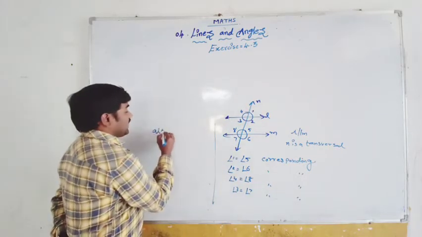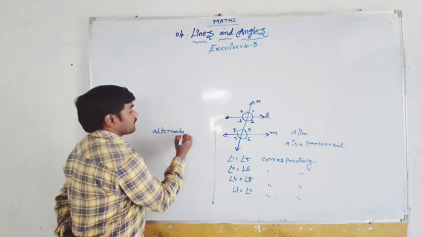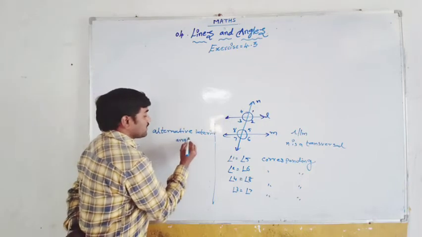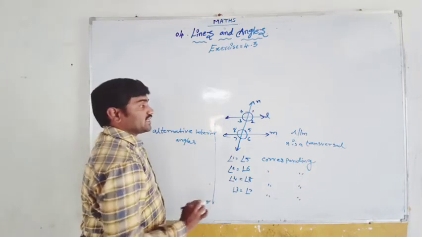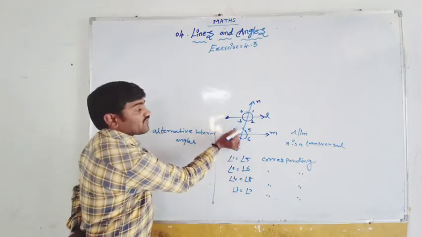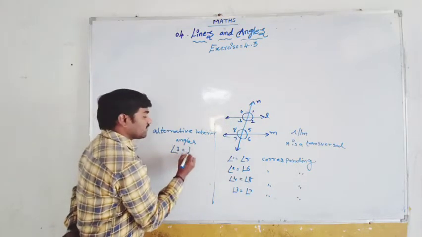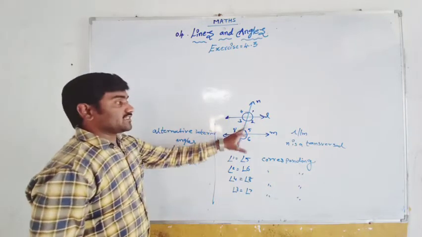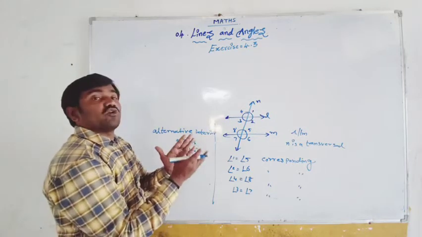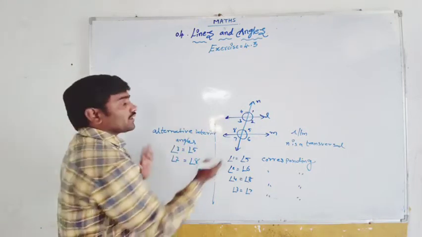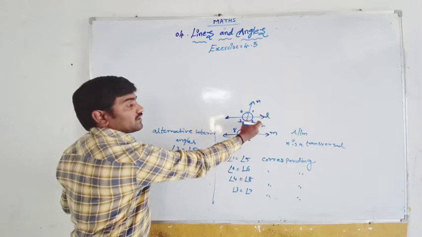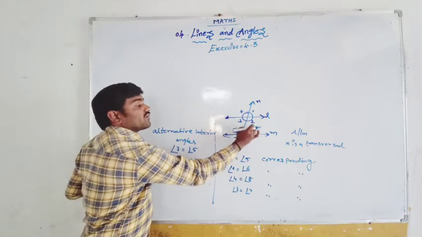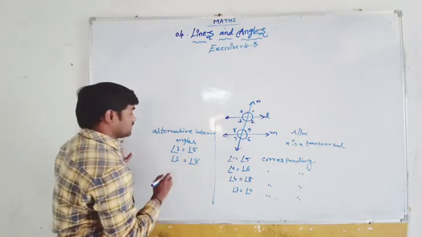Then alternate interior angles and alternate exterior angles. Here 3 and 5 are alternate interior angles, so angle 3 equal to angle 5. Here angle 2 equal to angle 8. Alternate angles are on both sides of the transversal, left side and right side, right side and left side. Angle 3 equal to angle 5, angle 2 equal to angle 8 are alternate interior angles.